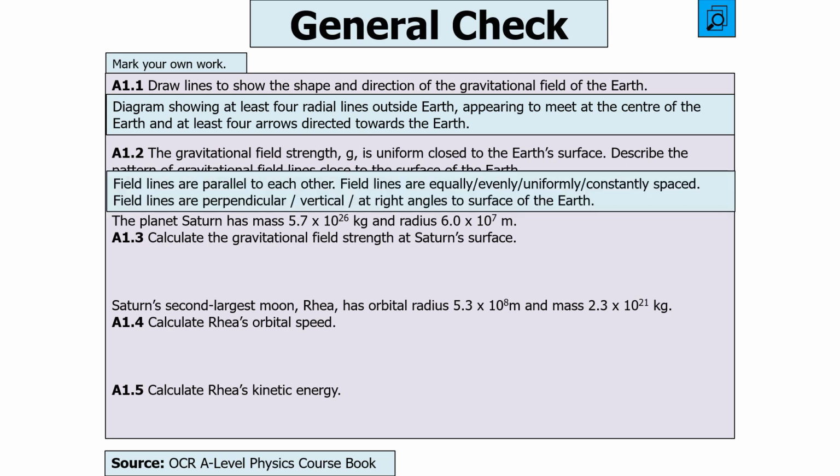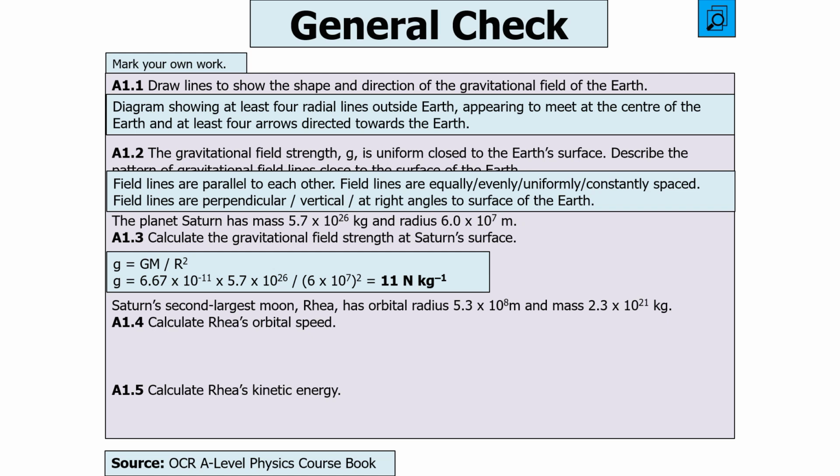And this next one, you would notice that if it's a uniform field, well, we can tell that gravitational field strength is shown by how close the field lines are together. So if it's a uniform strength, the field lines are staying the same distance apart from each other, so therefore they're parallel to each other and perpendicular to the surface of the Earth itself. Now, to calculate the gravitational field strength, we'll do g equals GM over r squared. Pop in all the values. Remember, it's r squared, and we get 11 newtons per kilogram.